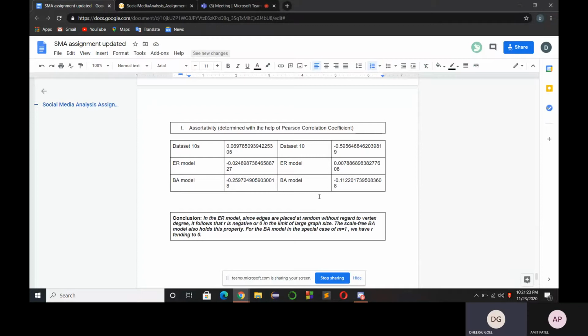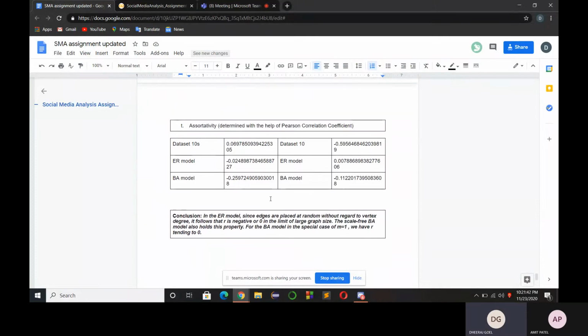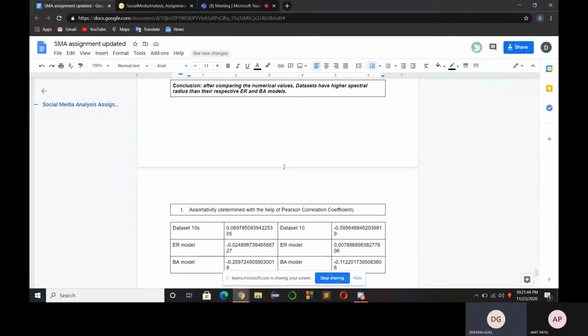Okay, so in the limit of large graph size, the scale-free BA model also holds this property. For the BA model, in the special case of m equal to 0, we have r tending to 0. So in the BA model it is tending to 0, which you can see clearly, the value is minus 0.25. So that's all from my side explaining the smaller dataset.